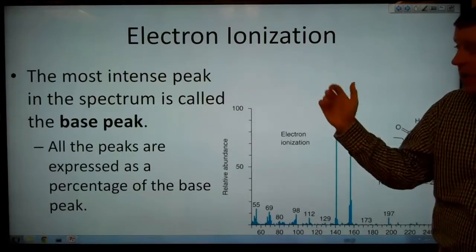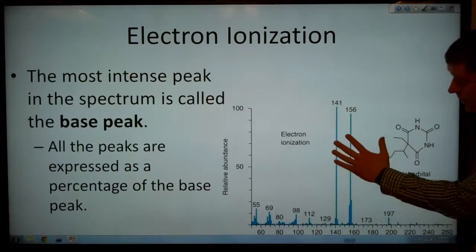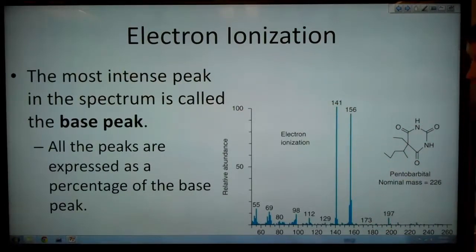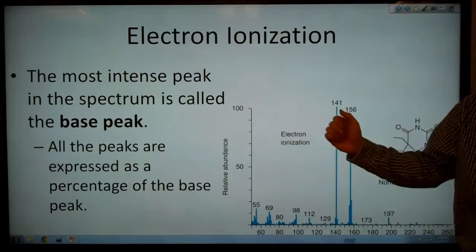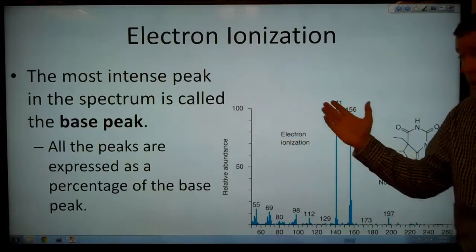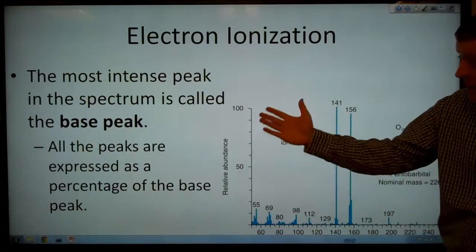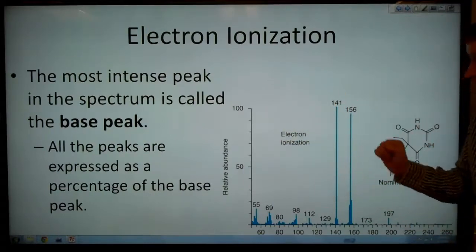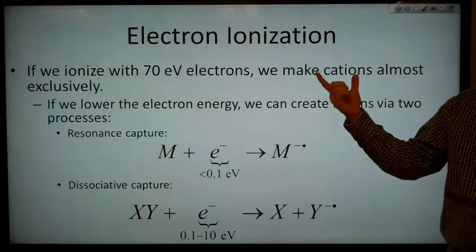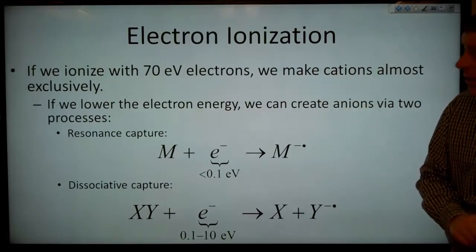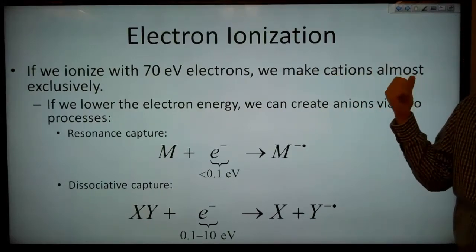The most intense peak in our spectrum is called the base peak, and in this case, it's this peak at 141. All the peaks are expressed as a percentage of our base peak. So our base peak is listed at a relative abundance of 100%, and all the other ones are less than that. And if we ionize with 70 electron volt electrons, then we make cations almost exclusively.